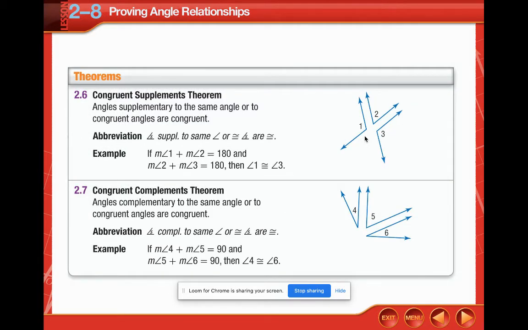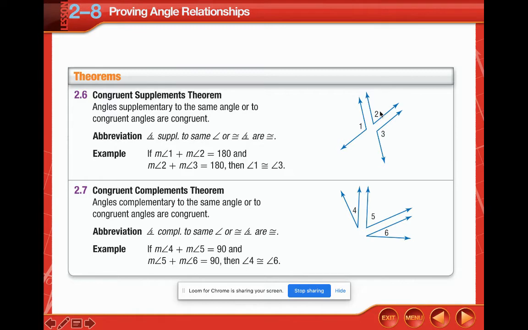Congruent supplements theorem: angles supplementary to the same angle or to congruent angles are congruent. So let's say angle 1 and angle 2 are supplementary angles. That means angle 2 and angle 3 are also supplementary angles, so 1 and 3 are equal. Name any angle that angle 2 could be that's less than 180, and as long as it adds up to equal the same thing with angle 1 as with angle 3, angle 1 and angle 3 are going to be the same.